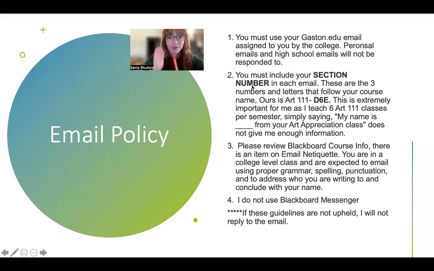Second thing, and this is specific to me, so your class is Art 111, and it is P6C, is what that should say. That is your section number for this course. To put it into reality for you, I have 7 Art 111 courses, and they each have 3 digits and numbers after them, which is that section number.